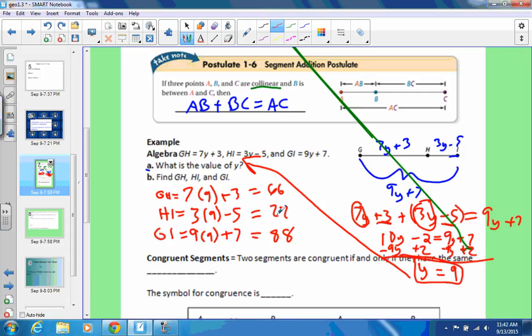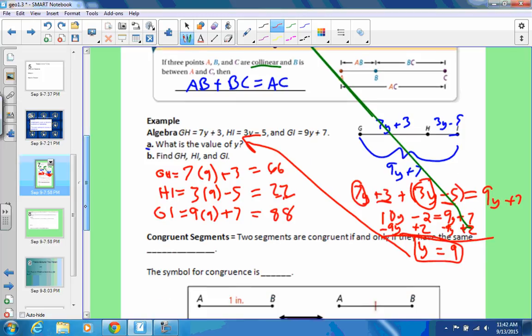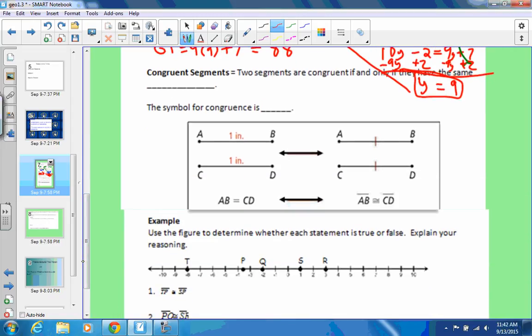And that actually works out. 66 plus 22 is equal to 88. Okay, so there's your work for this example. Hope that one helped. We're going to move on to the next term, congruent segments.